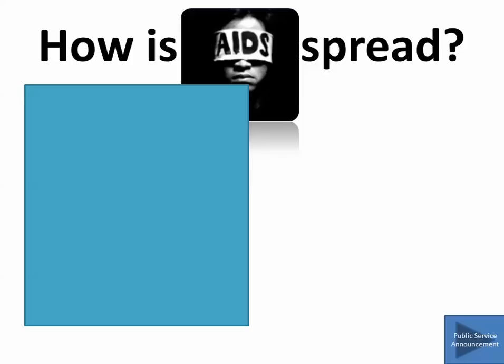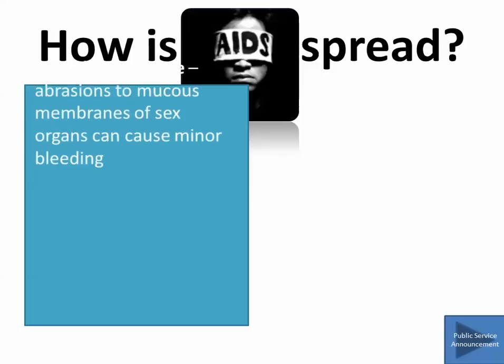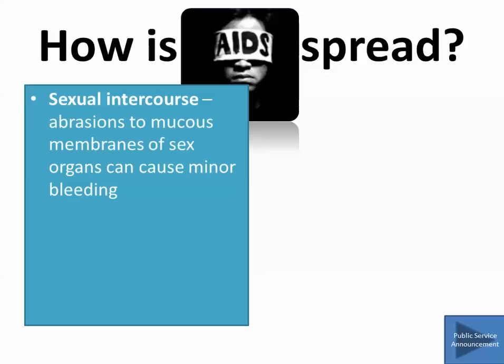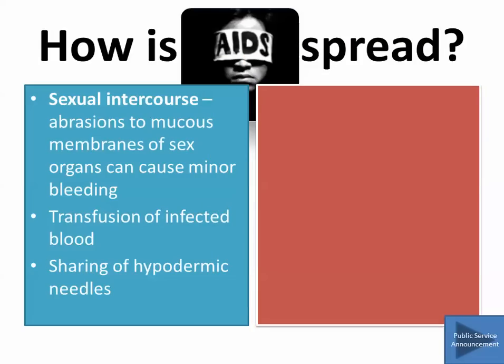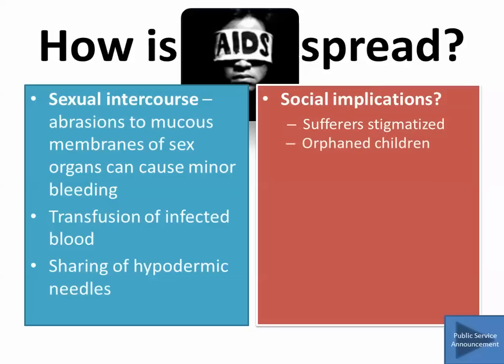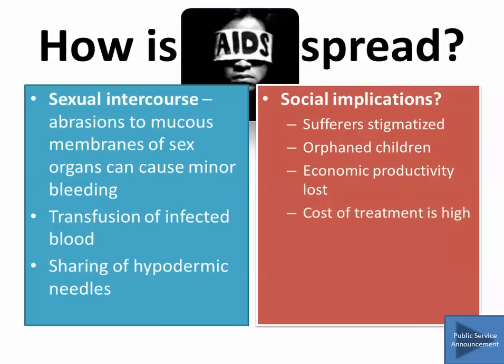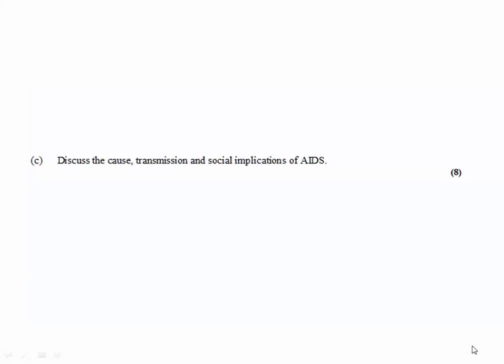I'm going to jump through this really quickly before students come into the classroom right here. But AIDS is spread through sexual intercourse. Abrasions to mucous membranes of sex organs can cause minor bleeding, transfusion of infected blood, sharing of hypodermic needles. Most of these things you know already. Social implications are many. Sufferers could be stigmatized, children are orphaned, economic productivity lost, cost of treatment is very high. You can go into many other details about this as well.